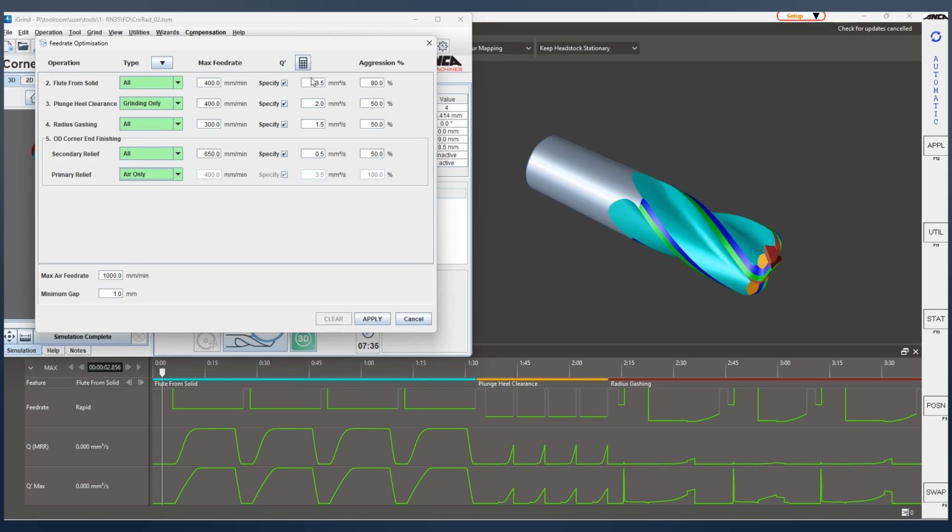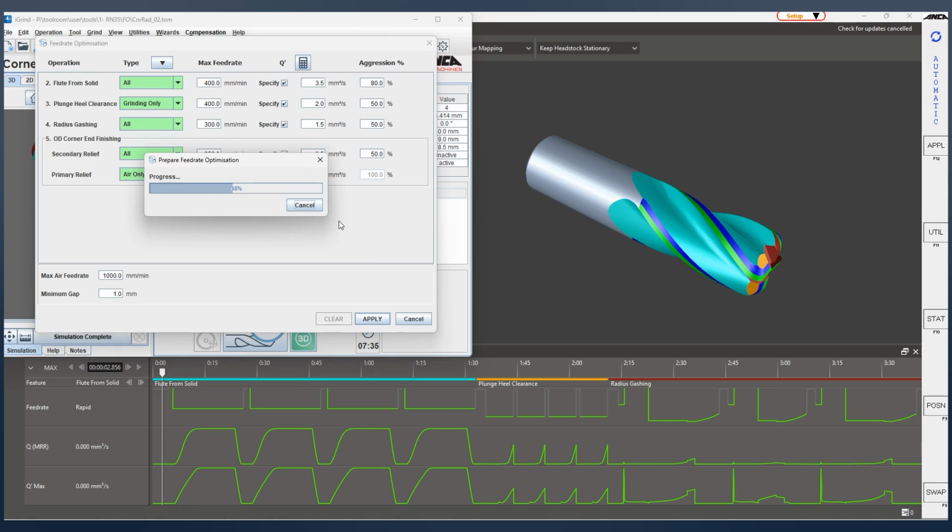I'm actually setting up the Q prime values based on my previous experience to 3.5 in fluting and relevant values according to each of these operations and the wheel used, and the aggression factor I've set, and I will explain this a bit more in the coming weeks. I put a maximum feed rate of 400 in the fluting, and I've set all this up, and when I hit apply, it does a calculation preparing the feed rate optimization, and that's what is happening now.